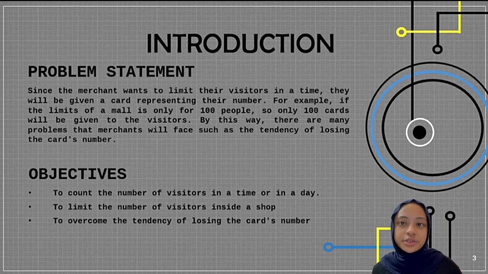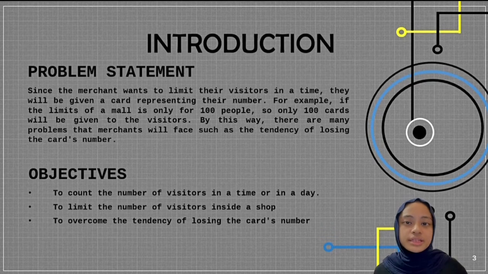In this case, there are 3 objectives that we managed to figure out regarding this project, which are: first, to count the number of visitors in a time or in a day; second, to limit the number of visitors automatically; and last but not least, to overcome the tendency of losing the number card. Also, this visitor counter can be used for other purposes as well. For instance, in a restaurant, it can be used to limit the number of people dining at a particular time. Meanwhile, in a school, it can also be used by teachers to detect the number of students that are yet to arrive.